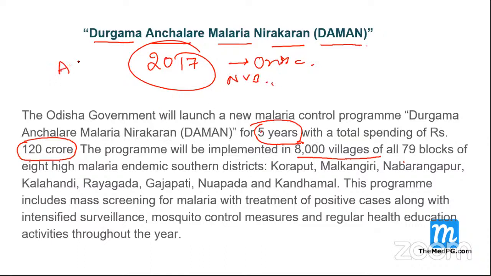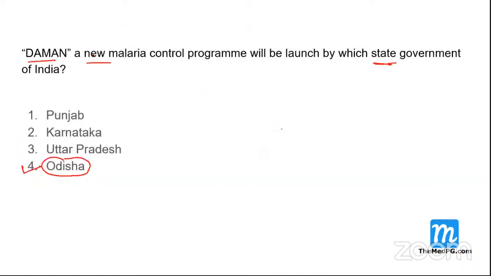Here, active malaria surveillance will be there, and there will be mosquito control measures. ASHA health workers will go and provide mosquito nets to the people residing in the endemic areas of Orissa state. And there will be regular health education regarding sanitation and how to control the mosquito population. So these are the things carried out in this DAMAN program, right? So in which state is this program happening, students? Odisha, Orissa.